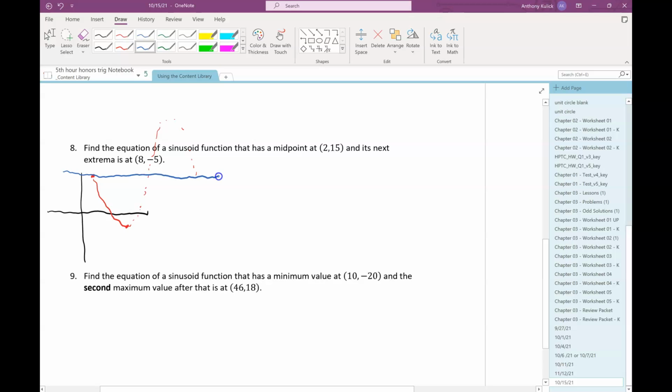Because I know the K has to go through the midline point. So since the horizontal line going through that has to match the y coordinate of that midline point, I just know immediately that K is 15. Does that feel okay? Yeah. Everybody else okay with that?